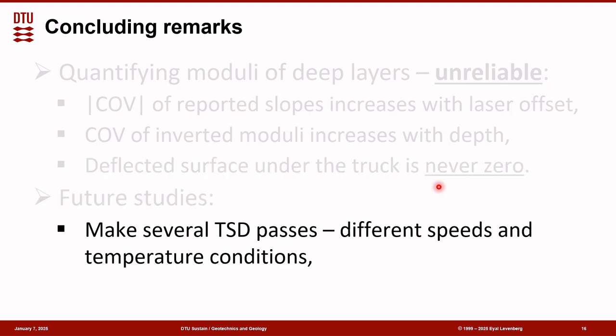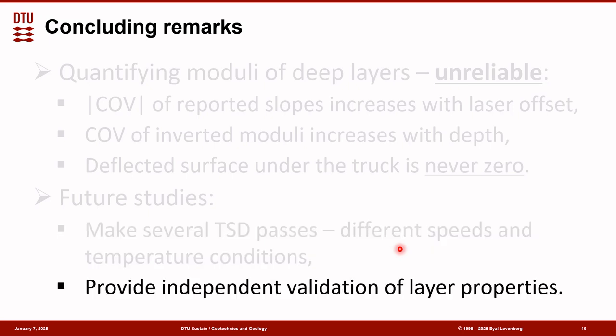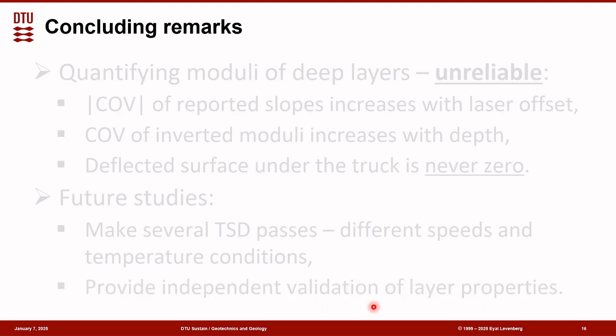In future studies, it is recommended to make several TSD passes at different speeds and different temperature conditions to improve the ability to back calculate or infer the viscoelastic properties of the asphalt concrete. And it is also recommended that we find ways to independently validate the approach with measured layer properties that are coming from other sensors or from other measurement techniques.